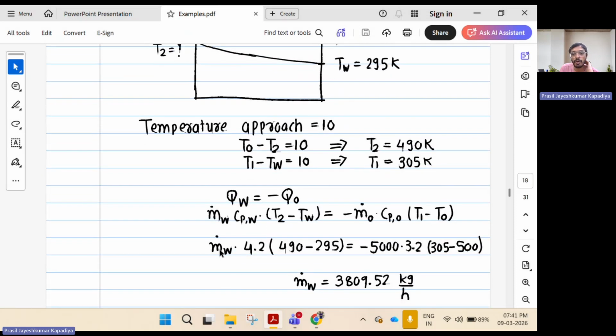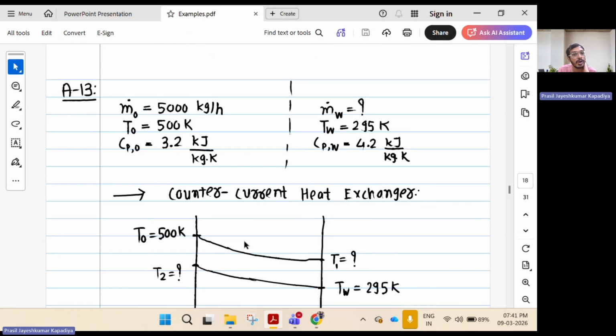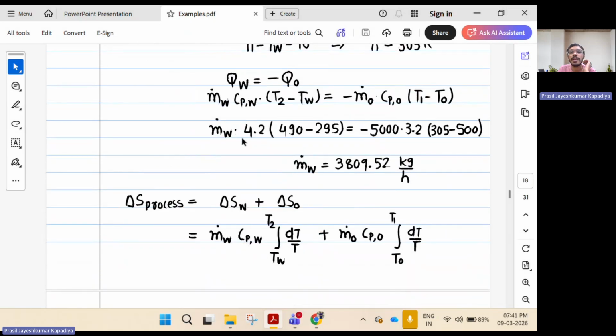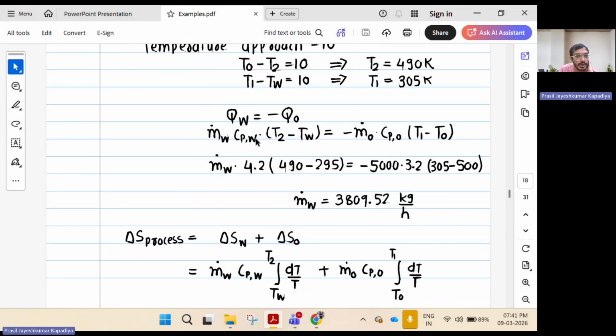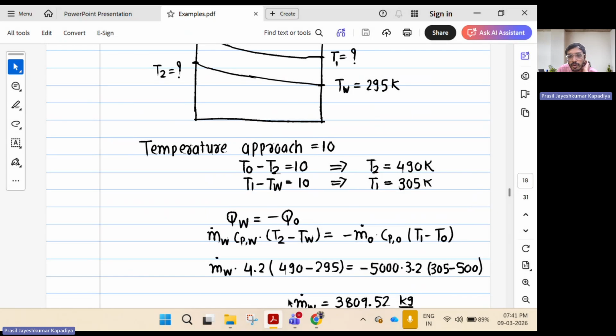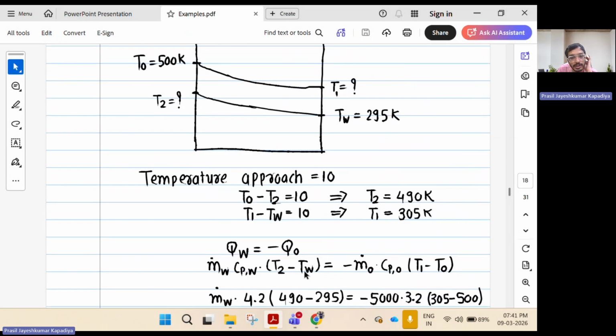Okay, so mass flow rate of water is not known to us. Cp of water is given to us as 4.2 kilojoules per kg Kelvin. Units are very important. Mass flow rate is in kg per hour, so Cp should also be in kg. It should not be in moles. This should be remembered. T2 minus Tw. T2 is 490. Tw, temperature of water, is 295.